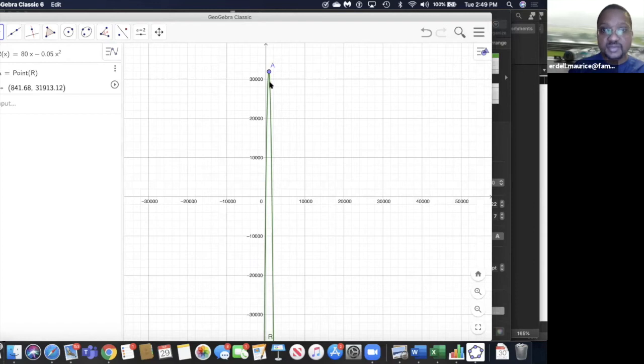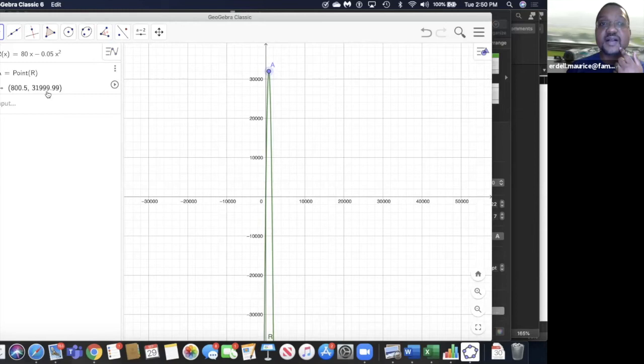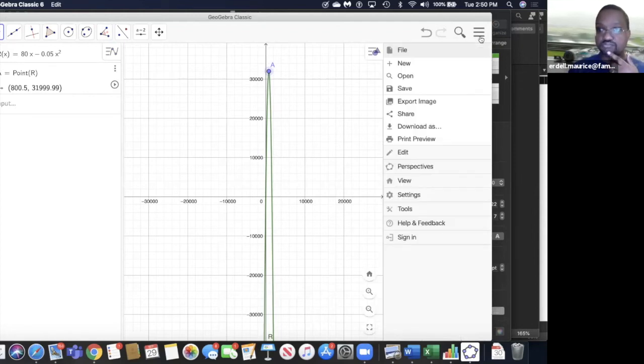Oh, I missed. Well, you can see that it's a little bit off, but the maximum revenue right here will be at 800. I'm a little bit off, but the maximum revenue is going to be $32,000. Anything different would result in us having a revenue that's smaller because we're not at the peak of the function. I'm trying to change the zoom, but that's it.